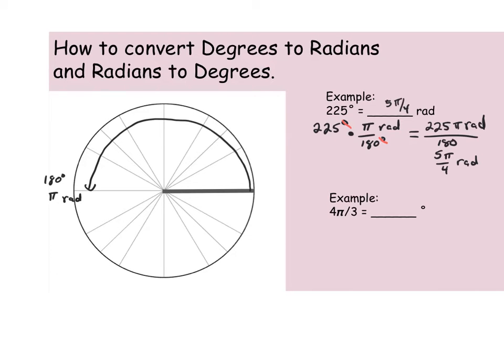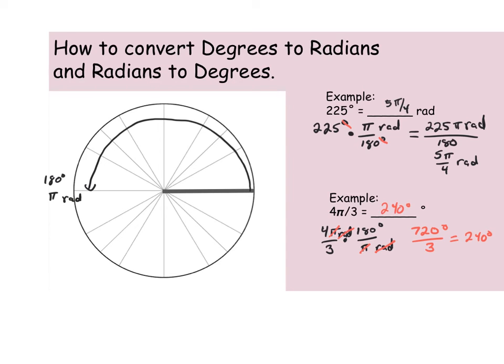Now, if we want to do radians to degrees, we're going to do 4 pi over 3 times, now instead of doing pi over 180, I need to do 180 over pi. Now, the reason for that is that now I want to get my radians to cancel out, and I want my degrees to be my answer. So with radians on bottom, it cancels with radians there. Pi cancels with pi there. So when I multiply this out here, I'm going to end up with 720 over 3 degrees. And what we want to do is reduce that, and that will end up being 240 degrees.